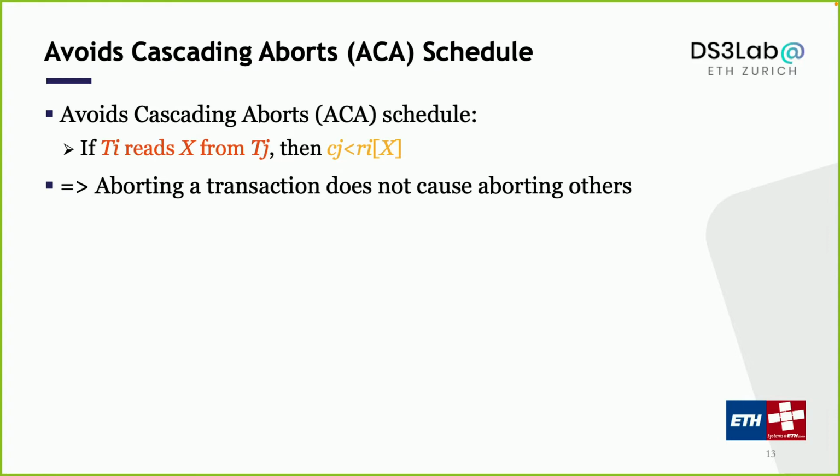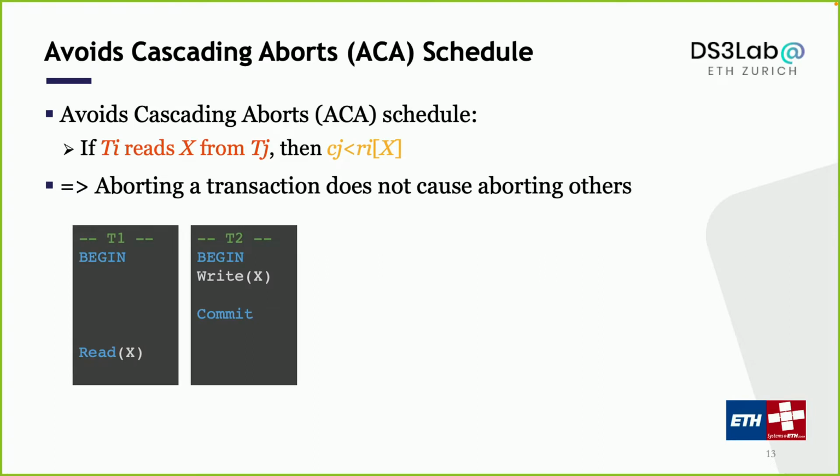So let's look at why. This is one schedule. Let's think about whether this schedule is in ACA or not. Let's look at it together. T2 writes X, T2 commits, T1 reads. So who thinks this one is ACA, avoiding cascading abort? Who thinks this one is in there? Who thinks this one is not there?